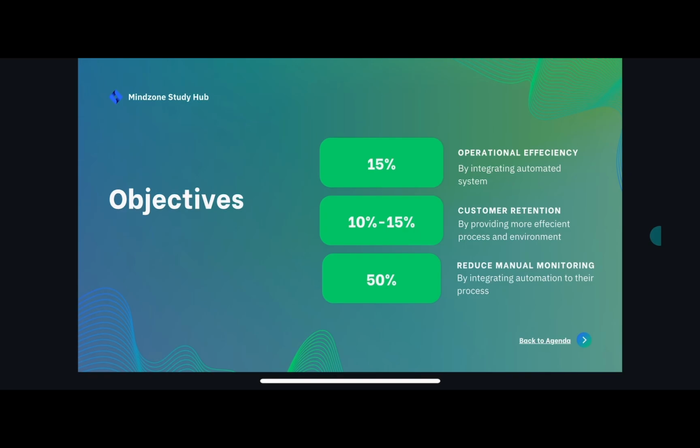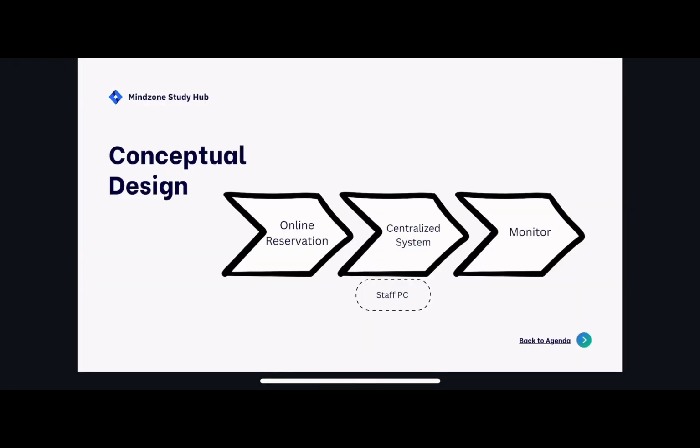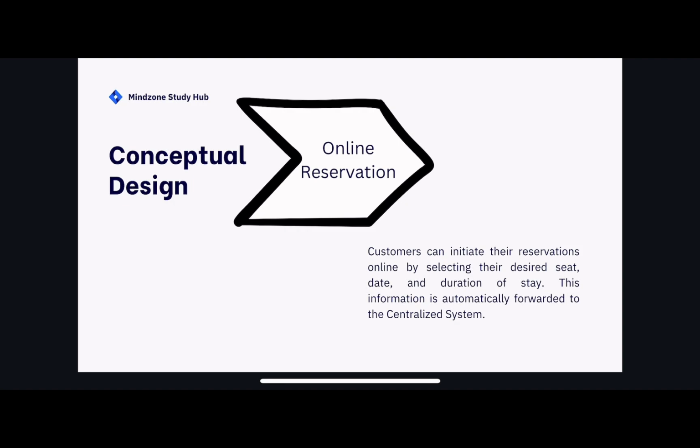Now we will move on to the conceptual design of the system that they will be using. This will have 3 major points, which are the online reservation, the centralized system or the staff computer or PC, and the monitor for the walk-in customers. For the online reservation, customers can initiate their reservations by selecting their desired seat, date, and duration of stay. This information is automatically forwarded to the centralized system.